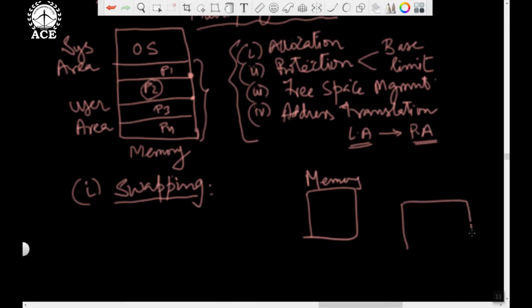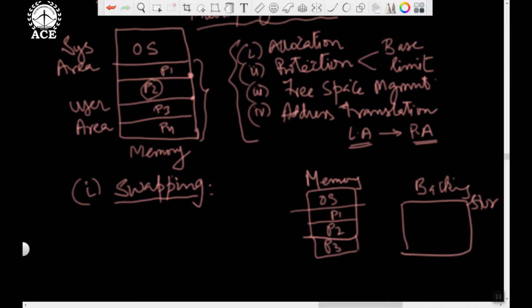The first important technique that I discussed in the class, if you remember and recollect, is called the swapping technique. I gave a detailed note and explained it to you in the class. I'm just trying to review and summarize here, so that you can conceptualize and memorize it. In the swapping technique, we maintain a backing store.